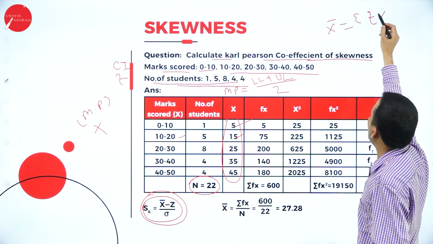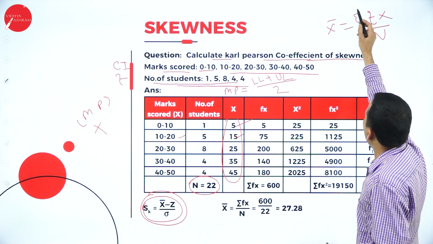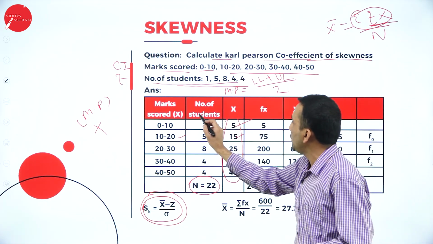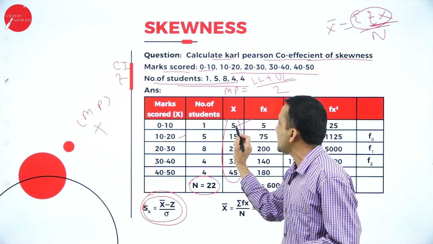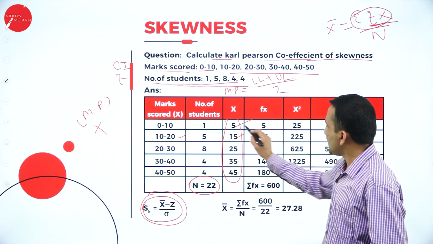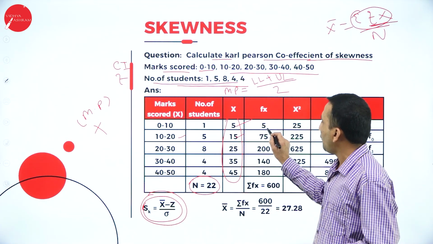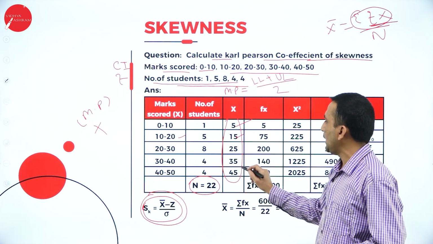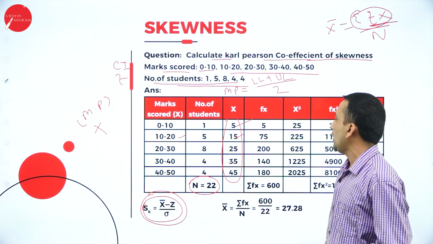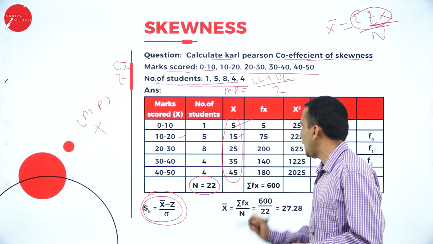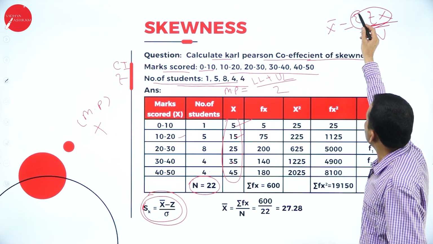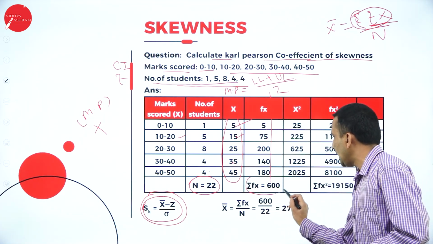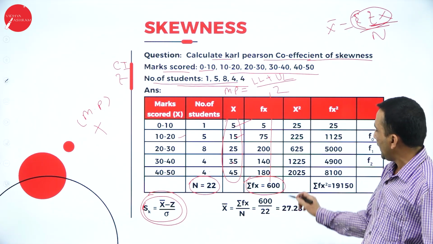The formula is sigma fx divided by n. So in the numerator we need to get the fx value. So we need to multiply the respective x and frequency. 5 into 1, 5. 15 into 5, 75. 25 into 8, 200. 35 into 4, 140. 45 into 4, 180. Now this formula has a sigma, so you need to take this total. After taking the total, sigma fx value we are getting 600.